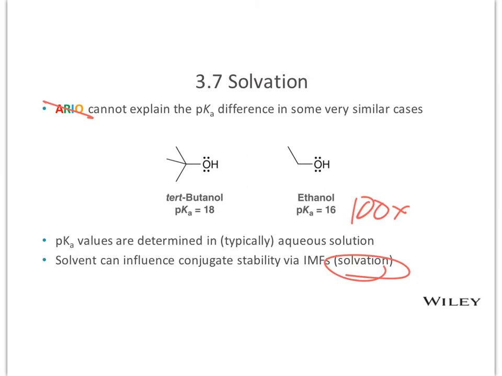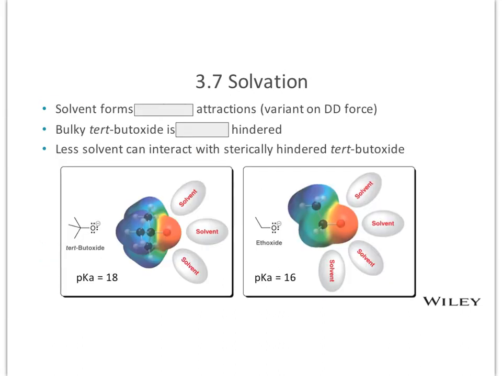So we can have solvent stabilizing our conjugate bases in different ways or to different extents. Given the difference we have here, 18 versus 16, somehow it seems that the conjugate base of ethanol is getting more stabilized by the solvent than is the conjugate base of the tertiary butanol. Let's take a look on the next slide at that effect.